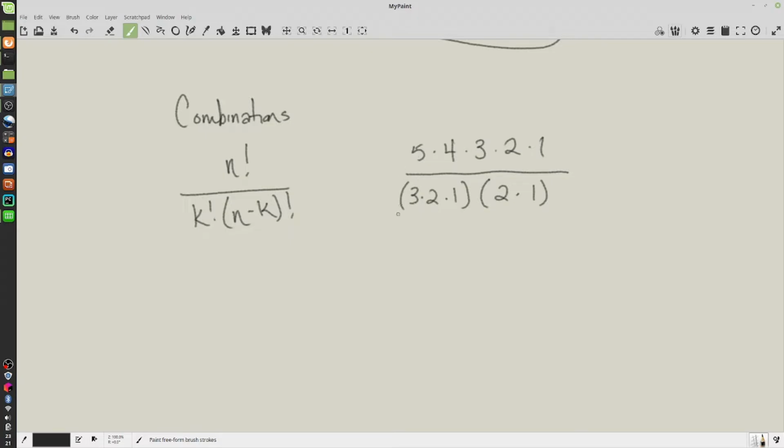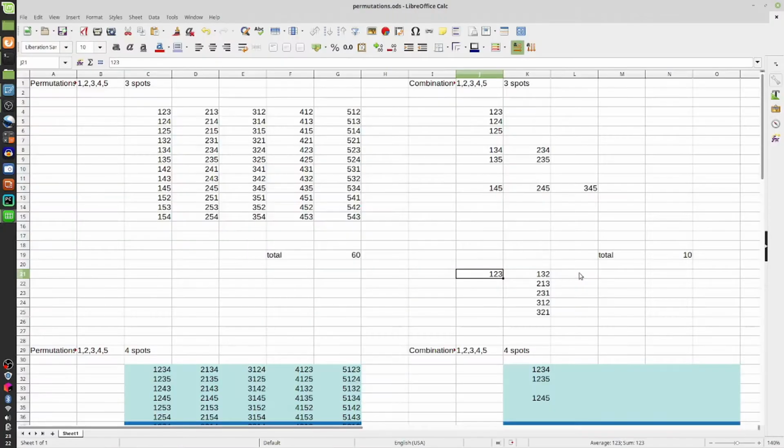So what we're left with is we can essentially cancel these out, and we have 60 on top and 6 on the bottom. So it gives us a total of 10 different combinations. But let's see what we're actually doing here. Why do we need to add this in? Why does it kind of work that way?